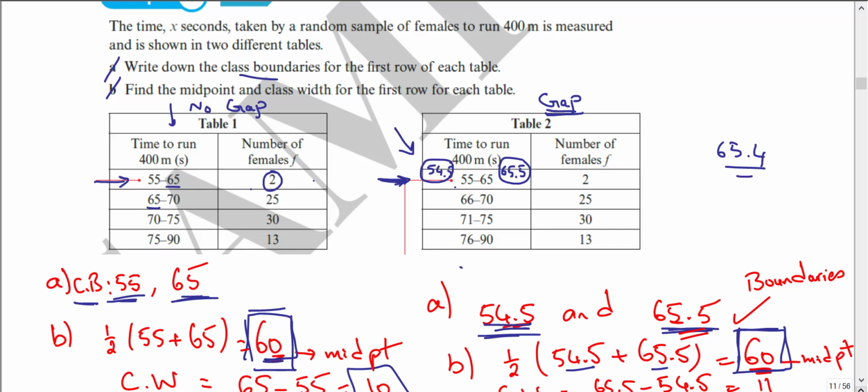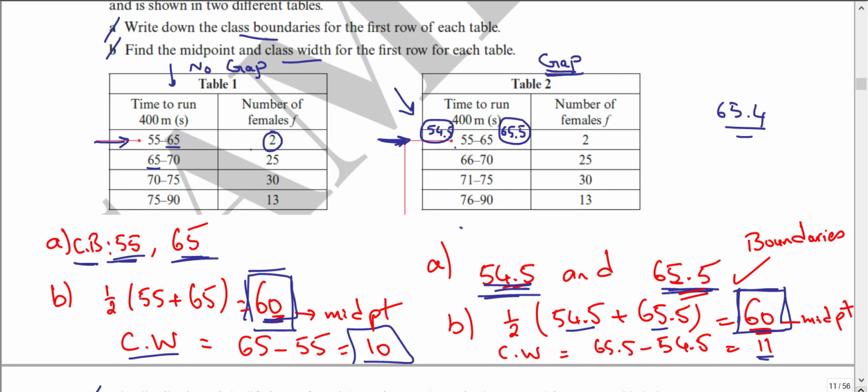Okay? Now, what about the class width? They are asking for the class width. To get the class width, you subtract the lower boundary from the upper boundary, the higher from the lower. So here, what's the upper and what's the lower? 65, the higher boundary, minus 55, the lower boundary. So the class width here is 10. So if I say there is another column for class width, for this one, it's 10.